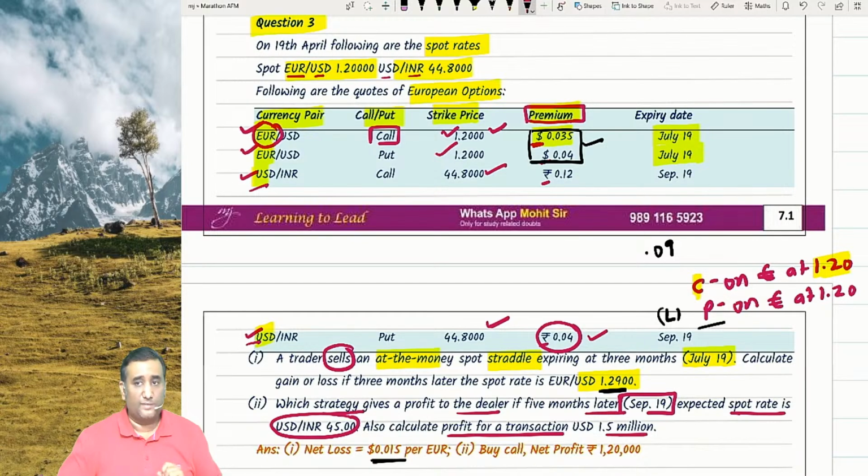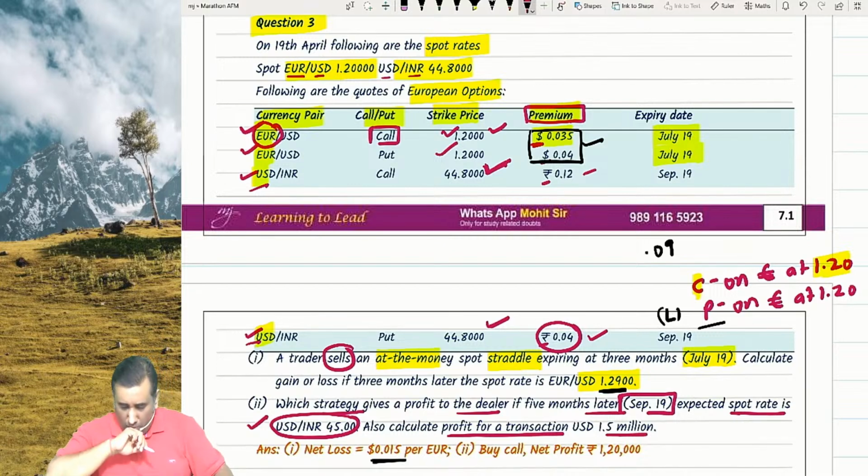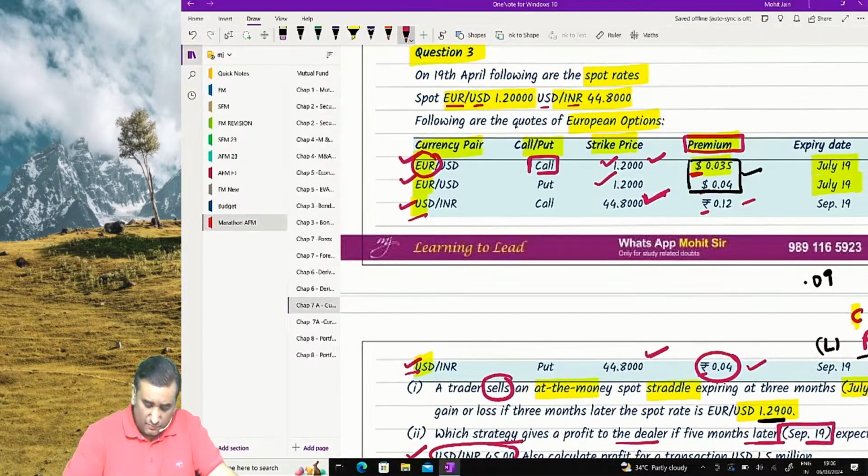Let's suppose you become a holder. You buy the share at what rate? 44.8. Price will become what? 45. How much gross profit? 0.20. And how much premium did you pay? 0.12. Difference is 0.08. Call option gives you 0.08. Put writing gives you what? 0.04. Which one is better off?